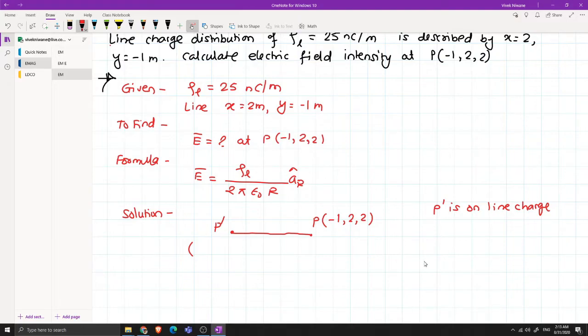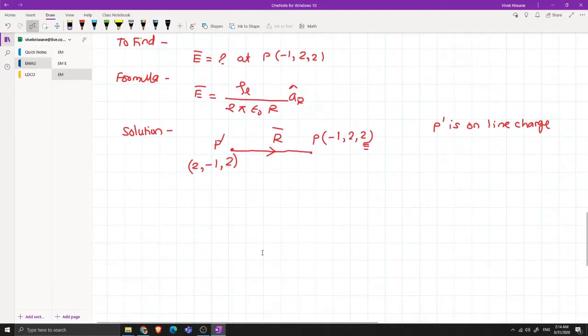So it will have the coordinates of the line. What are the coordinates of the line? x is equal to 2 and y is equal to -1. And the third remaining coordinate will be just the same as that of the observation point, so that is 2. So you have all the coordinates. That's all, don't think much. Now P dash is on the line charge, so we draw a vector from P dash to P, and now your problem becomes a straightforward problem.